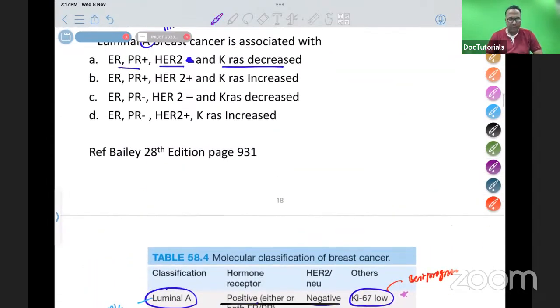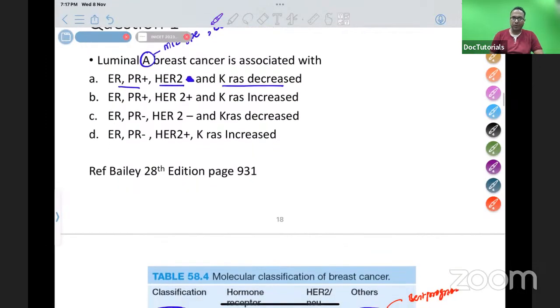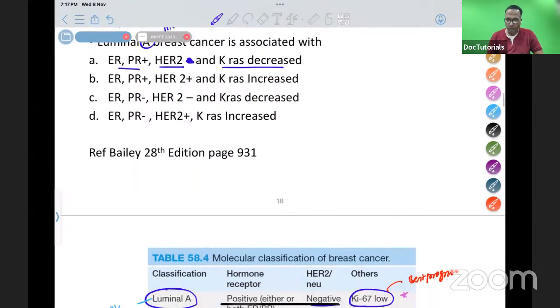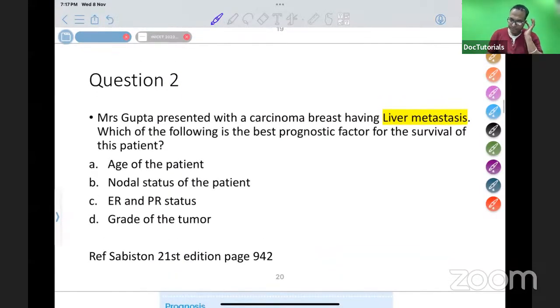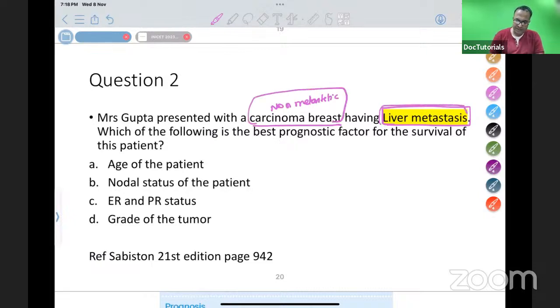There is another question on HER2, which is a pathology question related to staining. It is not a surgery question; hope you will recall it from pathology. Mrs. Gupta presented with carcinoma breast having liver mets. Very important question: there is non-metastatic cancer breast and metastatic cancer breast. The question should be very clear. What is the best prognostic factor?